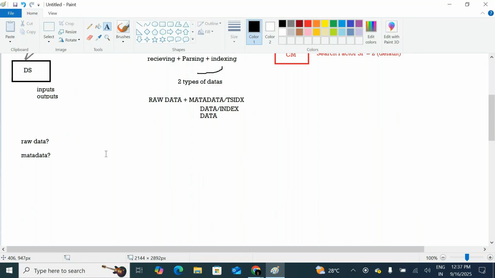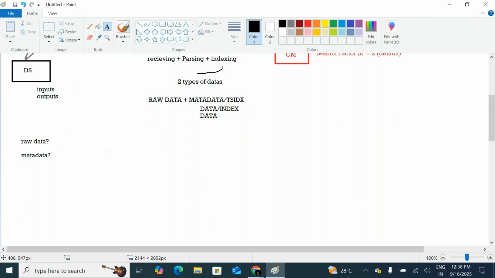Data and metadata. Without knowing this, there is no data engineering. You are working as a data person; you must and should know about this.